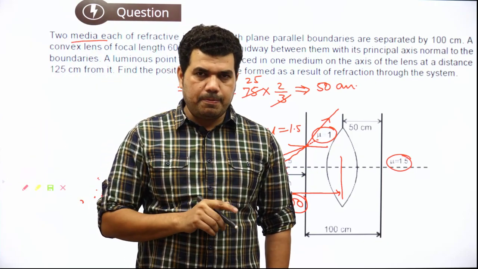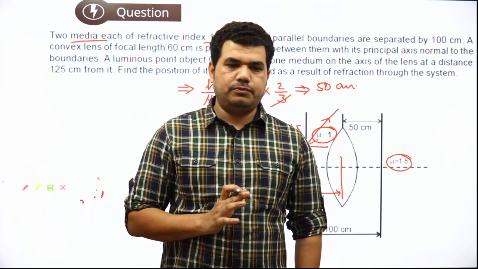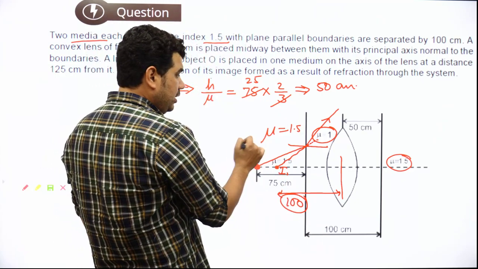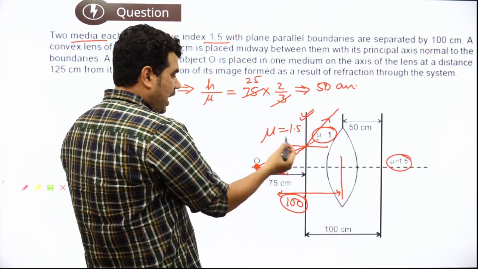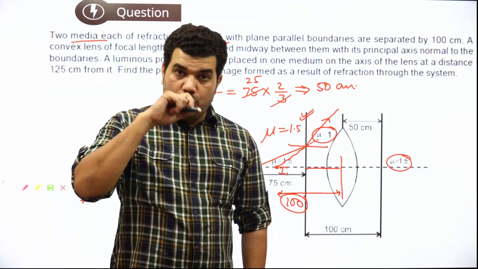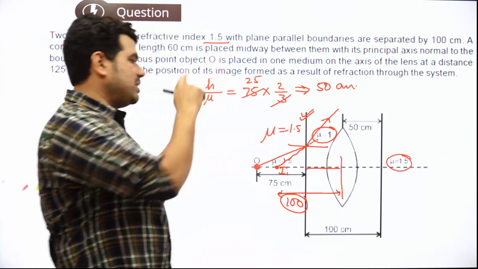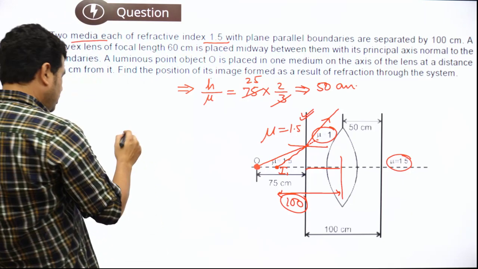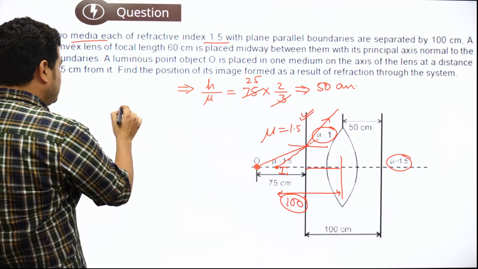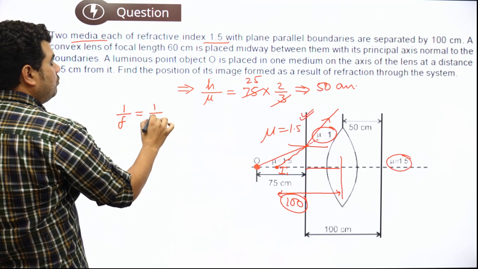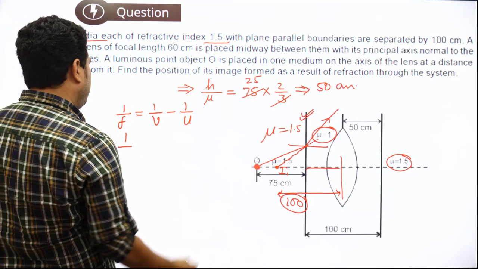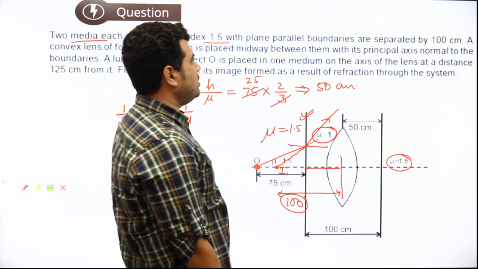Did you guys get it? Hey, are you getting it? Okay, the position of image. Yes, the position of image is here, I1. This is the refraction due to this surface, and this distance is 50, and 50 more distance, so it is 100 centimeter. Now let's solve it for which? For this lens. Now if you solve it for this lens, you know what the formula is? The formula is 1 upon f is equal to 1 upon v minus 1 upon u, where f is the focal length of the lens.